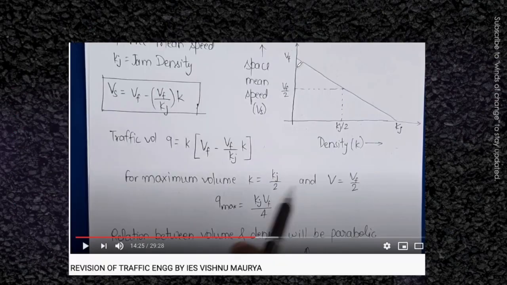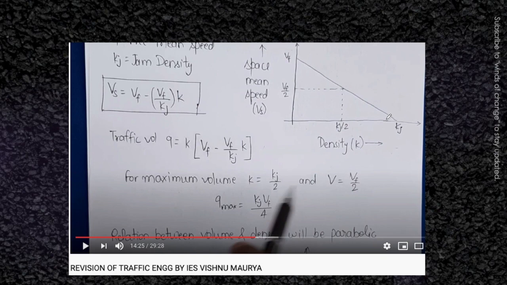How is it so? Let's find it out. With increase in the space mean speed, you can watch that the value of density is decreasing. It will reach an optimum value, that is the jam density by 2. Jam density will occur when the speed becomes 0, when all the vehicles have stopped. In the case of the jam density, the distance between the vehicles will be minimum.